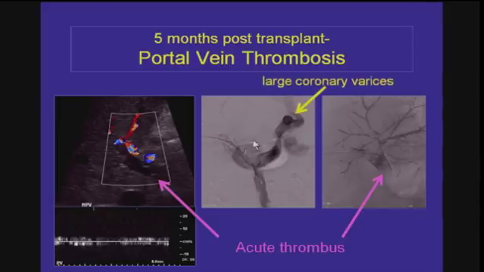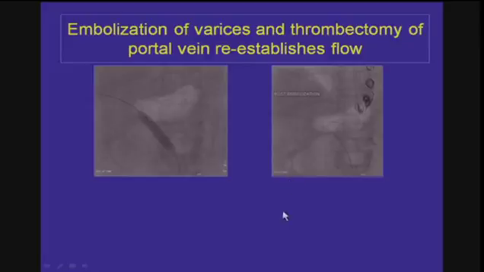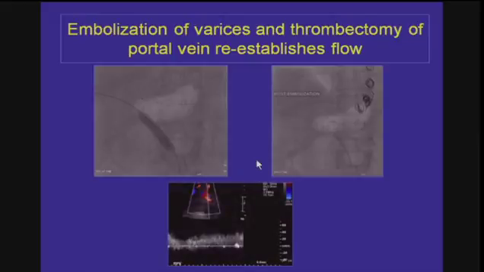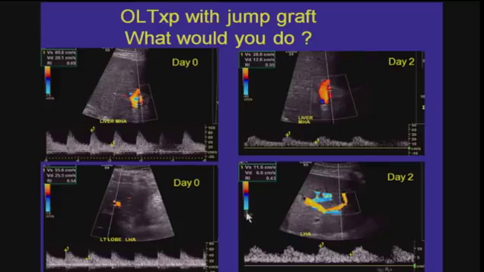And the other thing to recognize here is, again, large coronary varices, which were basically diverting the blood away from the liver and allowing the slow flow in the portal vein. So once they embolized the varices and did a thrombectomy of the portal vein to reestablish flow, you get, again, a nice normal waveform in the main portal vein.